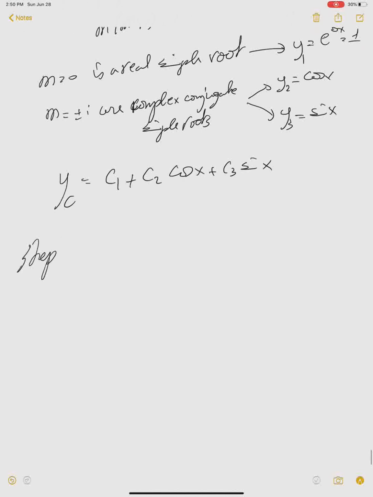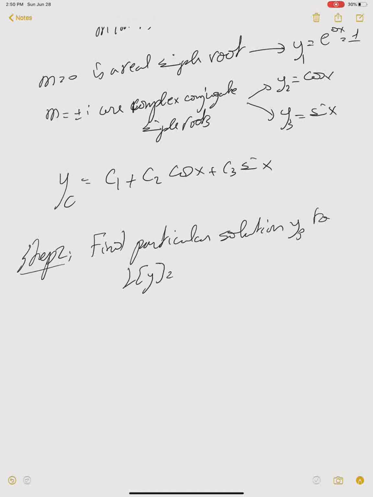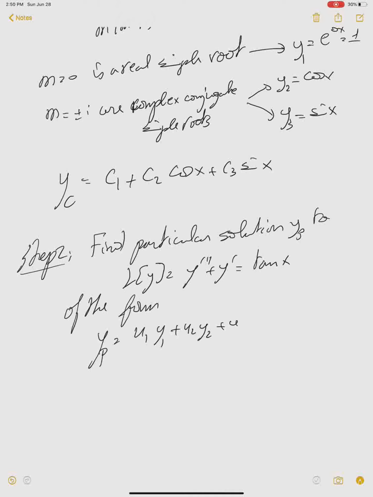Now step 2, I find a particular solution y sub p to L of y equal y triple prime plus y prime equal tangent x, of the form y sub p equal u1 y1 plus u2 y2 plus u3 y3.